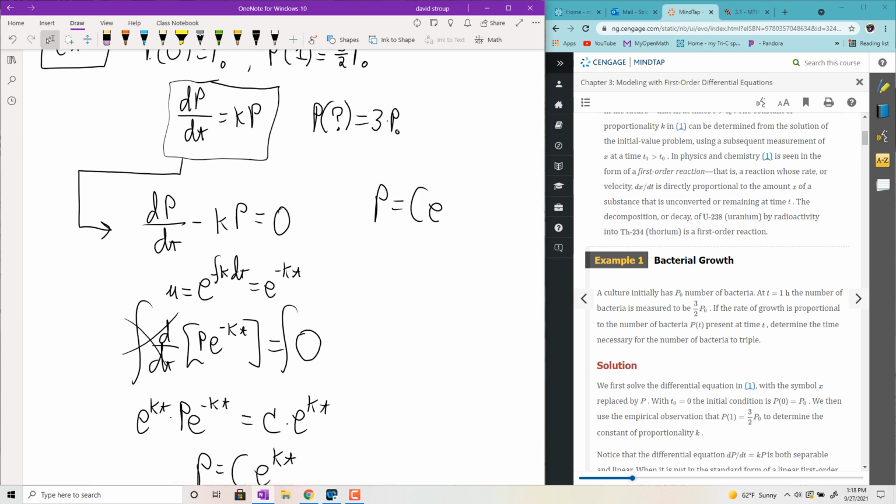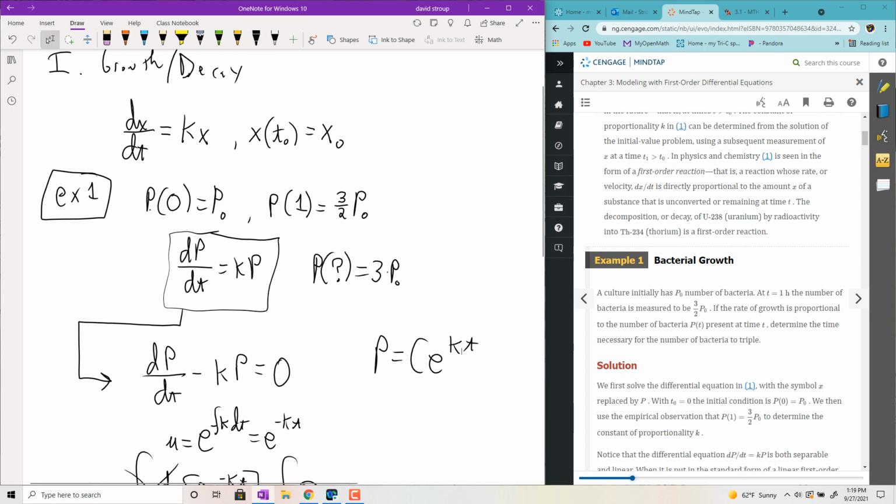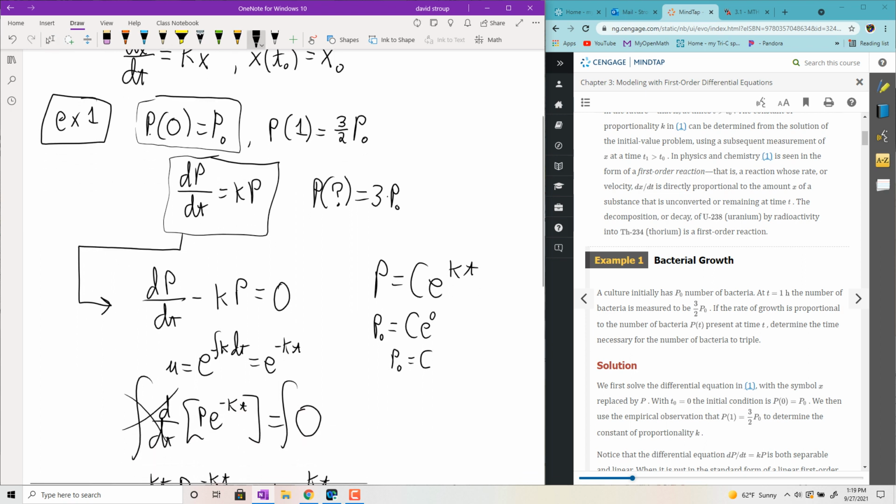Here's my formula as it sits. And I use these initial conditions in order to solve out for the unknown parts, right? So I'll begin with this p of 0 is p sub 0. And so I have p sub 0 equals c e to the 0, right? That means that c is just going to be p sub 0. So I can rewrite my equation now as p equals, I substitute in p sub 0 for c, and then have e to the kt. Okay? So that's my first step.